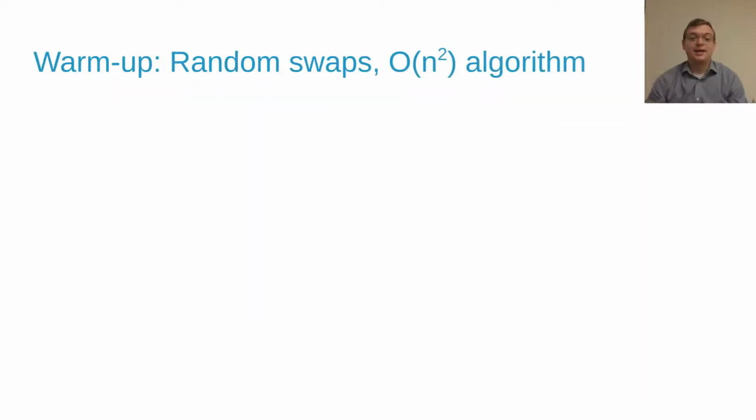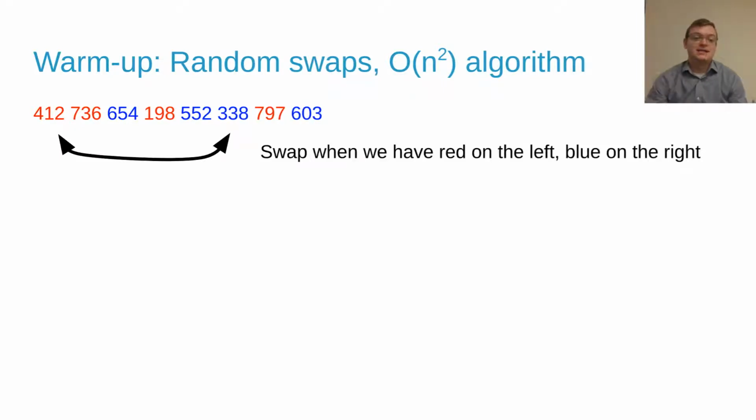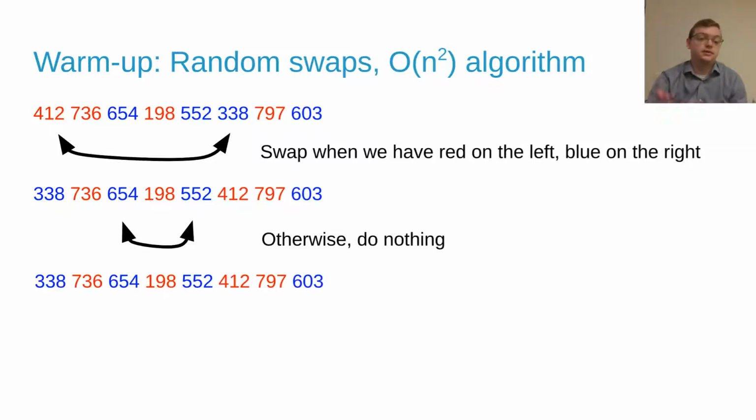As a warm-up, I'm going to give a very easy algorithm that is very slow. And for now, just assume that half the elements are blue and half the elements are red. Choose randomly an element from the left and an element from the right. If they're out of place, you swap them, and then choose again. Now, if they're both the same color, or if you pick blue on the left and red on the right, you just do nothing. So you have the same list all over again.